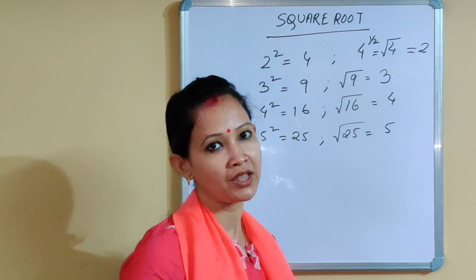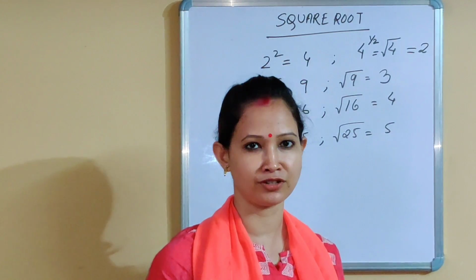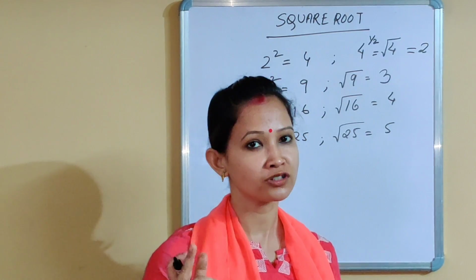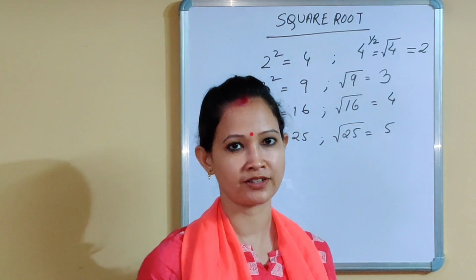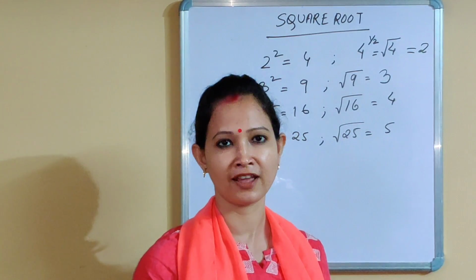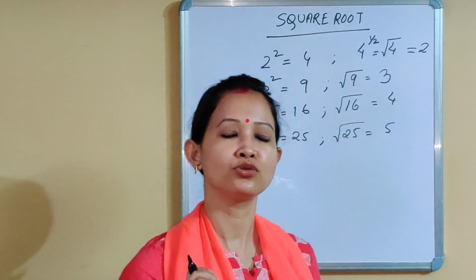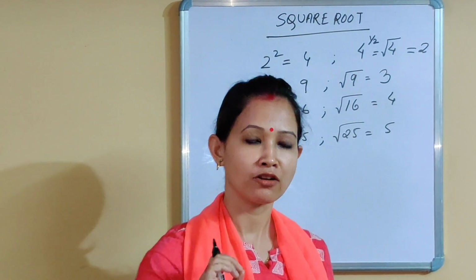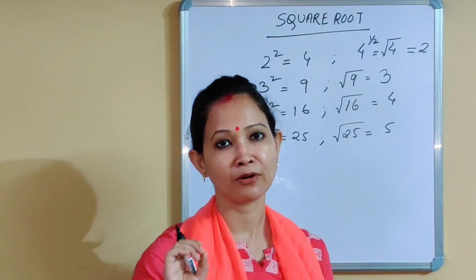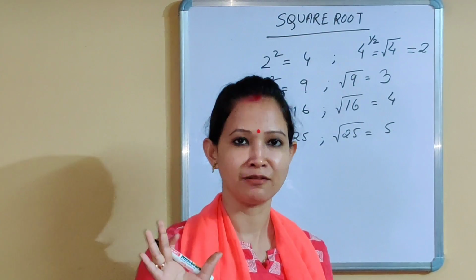So it's very easy. But it is not possible to find the square root of all numbers, those numbers which are not perfect squares. But there are some methods by which we can make those numbers perfect square, and then we can find the square root. Now here we'll discuss those numbers which are perfect squares, and also the methods to find the square root of some unknown, big numbers.